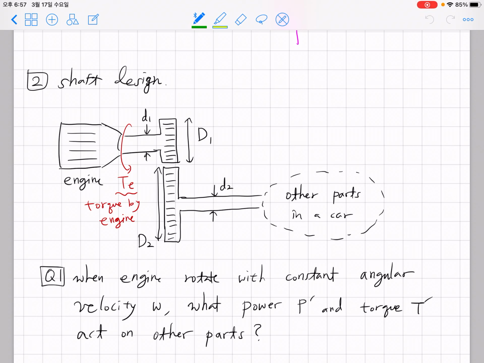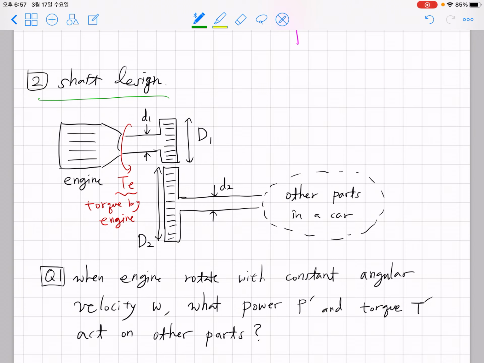And as a second problem, second topic, let's consider a shaft design problem. This also has an analogy with the axial loading chapter. In the axial loading chapter, we considered a reliable and safe design, where the maximum stress in the structure is smaller than the allowable stress. If the allowable stress is larger than the maximum stress of the structure, then we can say that is a reliable design.